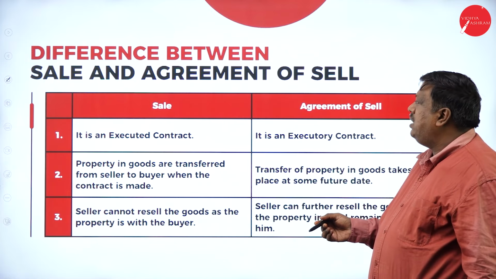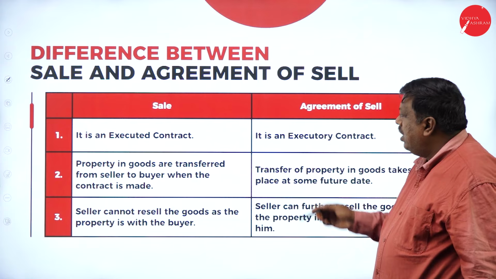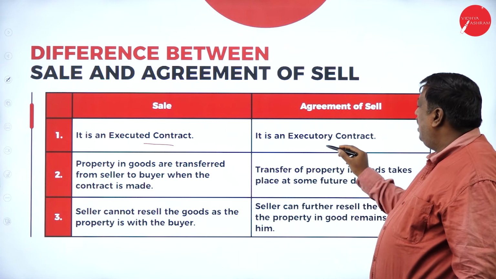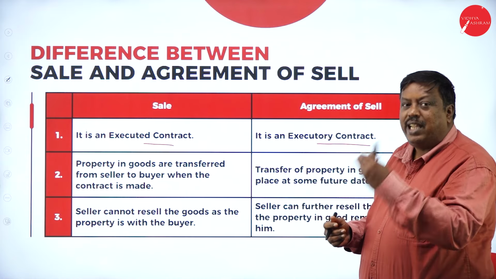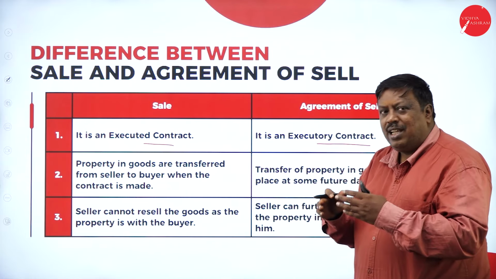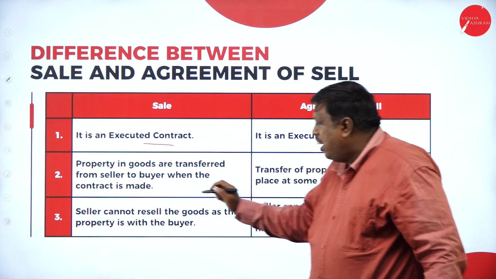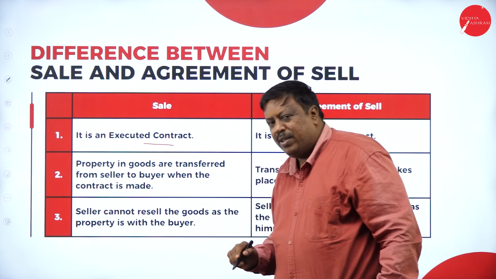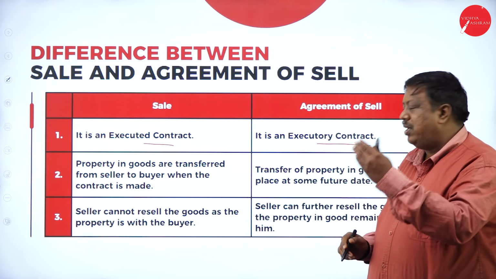Now, let us enter into the differences between sale and agreement of sale. What is sale? It is an executed contract. Agreement to sell is an executory contract where we are agreeing to sell the product. Here, the event has taken place. Here, the event has not taken place. Property and goods are transferred from seller to buyer when the contract is made. So immediately I'm going to transfer all the rights of the property to the buyer.